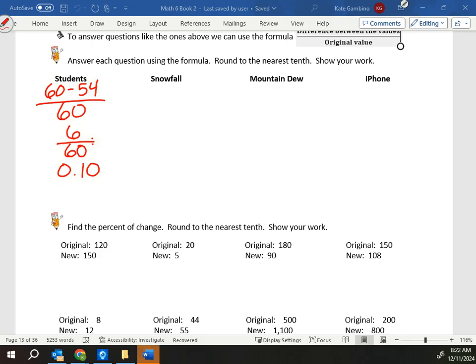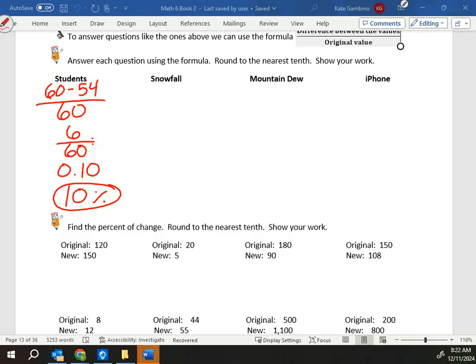Now, we are wanting to find the percent of change. What percent would that be? Emma? 10%. So we're not leaving it as a decimal, because our whole objective is to find the percent of change. We always have to convert to that percentage.